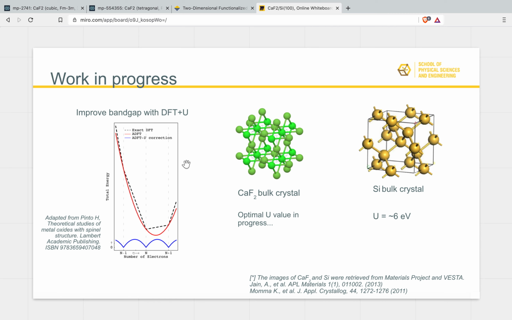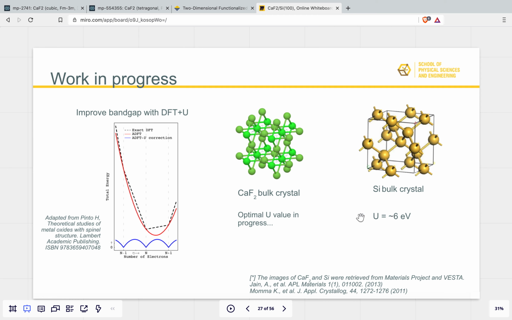The work in progress right now is to apply DFT plus U corrections and look for the Hubbard parameter to improve the value of the bandgap. So the U values from each separate material have to be accurately found to define a correct simulation for the entire interface. A preliminary result is that the U value found for silicon was around 6 electron volts.